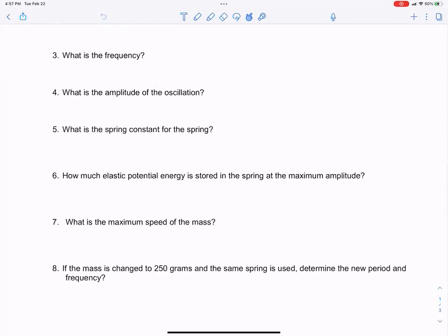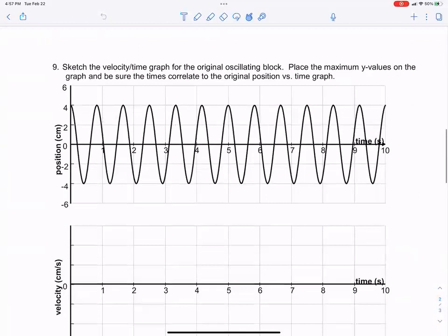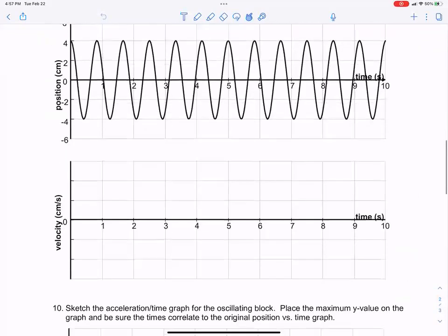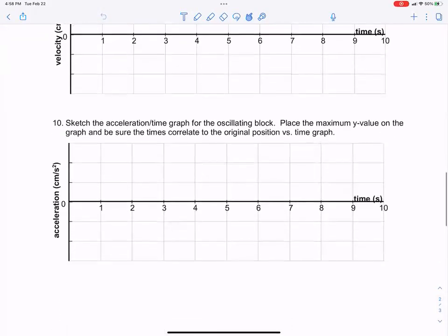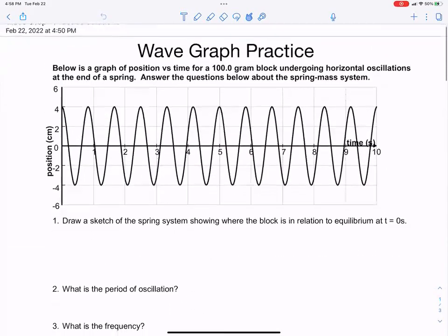And if we change the mass to anything else, we will be able to find the new period and the frequency of oscillation. Finally, given the position time graph, we will be able to sketch a graph of the velocity versus time function and the acceleration versus time function. So let's begin. Again, please remember to pause or rewind the video as you need to.